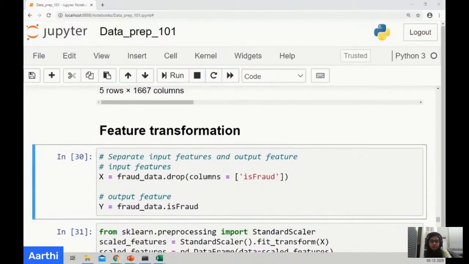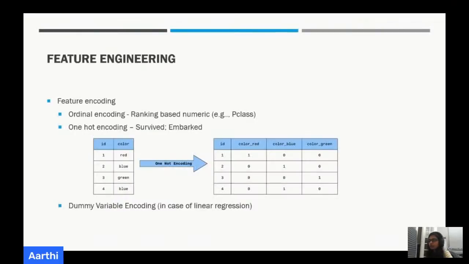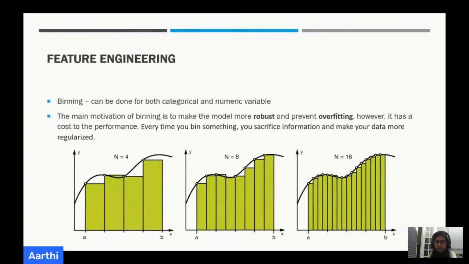Right. So going back over here, a few of the other things that you can do is binning. This can be done for both categorical and numeric variables. The objective behind this is to make the model much more robust and prevent it from overfitting. Of course, this also has a cost to the performance. Every time you bin something, you sacrifice information and make your data more regularized.